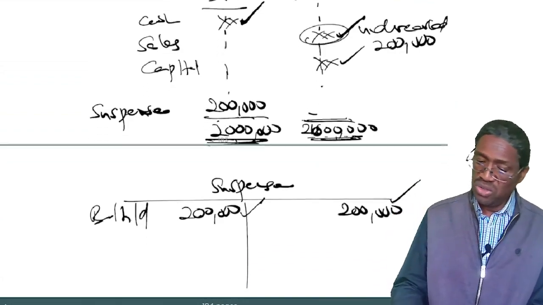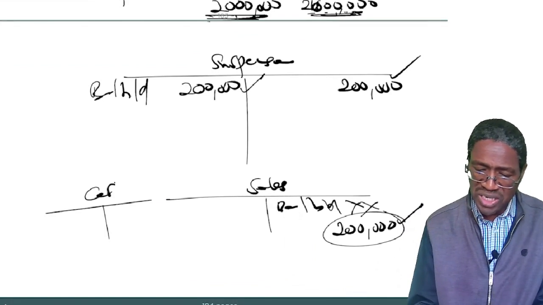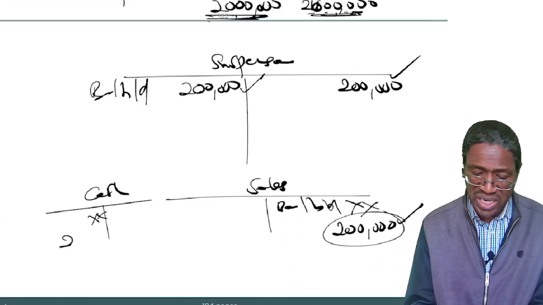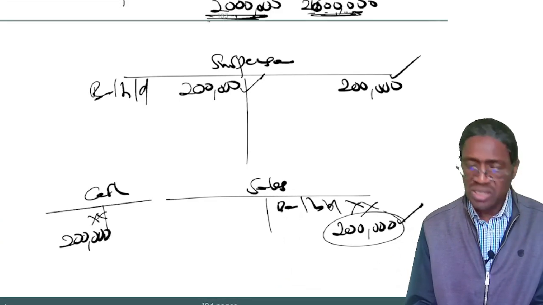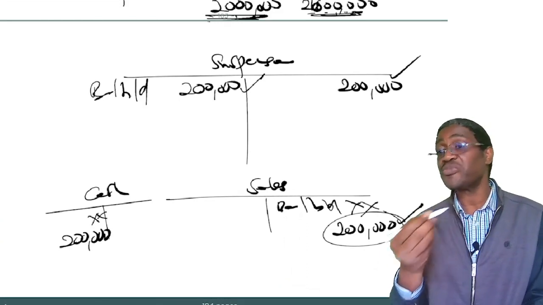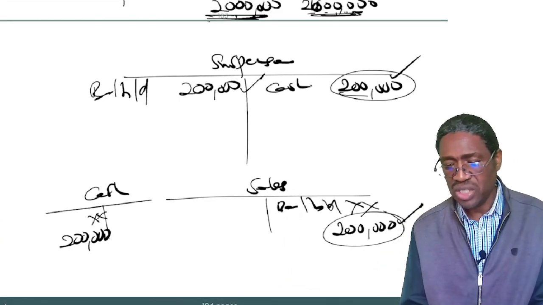So what do you do? You go open your cash account. Cash is always a debit. If it was undercasted, you correct it by debiting again by 200. Then where is the corresponding credit? You now take it to the suspense account.